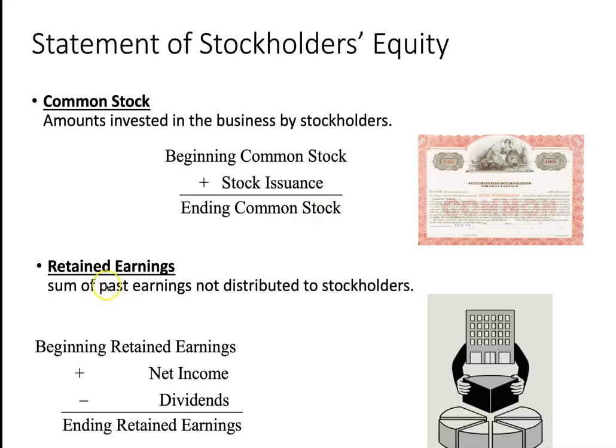Retained earnings, as I explained, would be the beginning retained earnings. Beginning means at the end of last year or at the beginning of this year. So last year's retained earnings plus this year's net income, subtracting this year's distribution, which is termed as dividend. Beginning retained earnings plus net income minus dividend equals ending retained earnings.